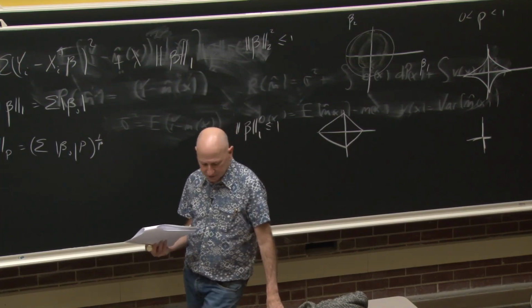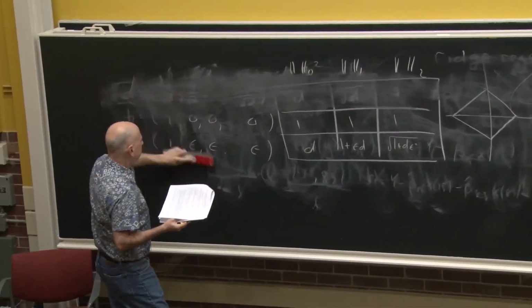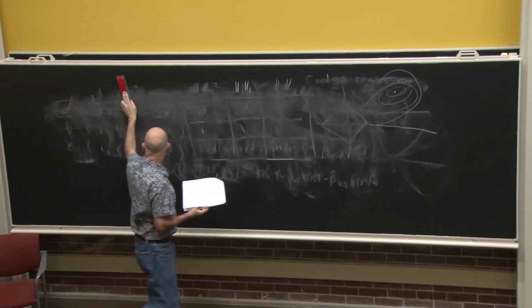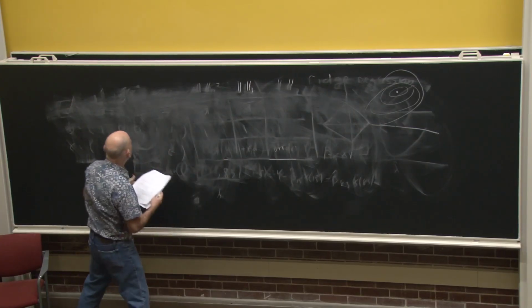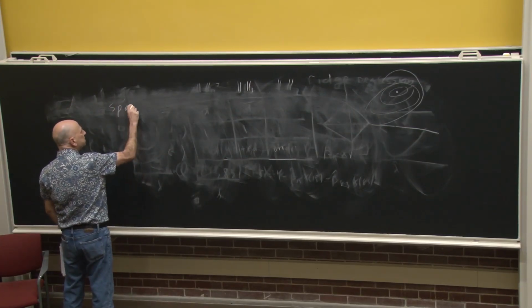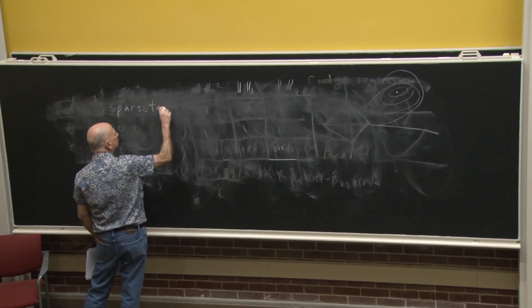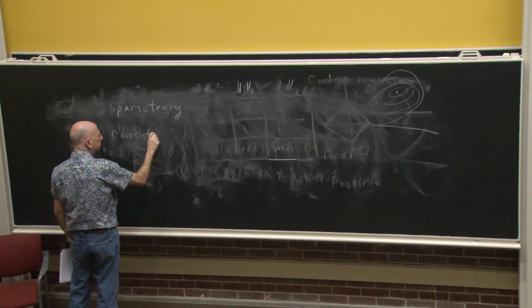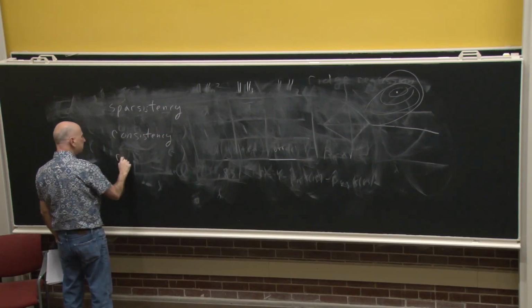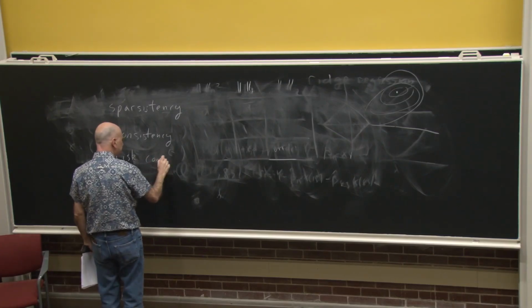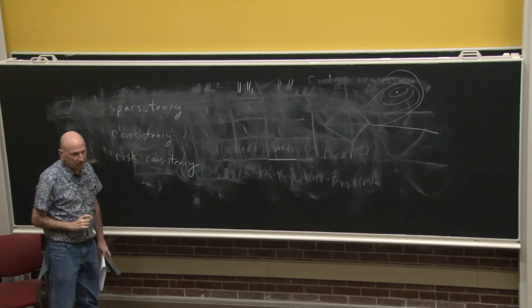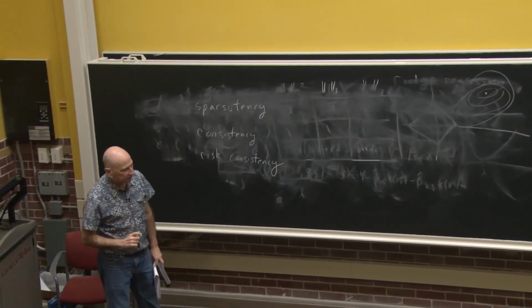So there's three types of main results. I mean, there's a trillion papers on this now, but the three are sparsistency, consistency, and risk consistency. So let me explain what these are.